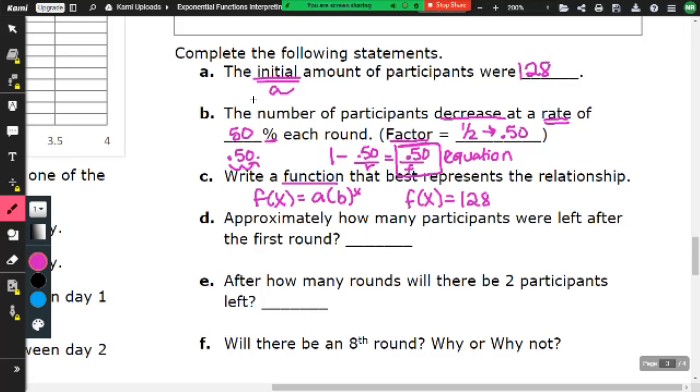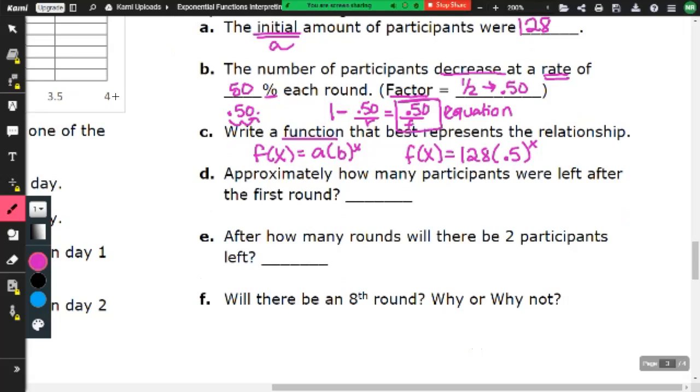And what number do we put in the parentheses? 0.5 or 0.50 to the power of x. Don't forget your power of x. Even though we haven't really used it yet, don't forget your power of x. That's what makes an exponential function special. Got it? All right. It says approximately. Once again, we're estimating, we're predicting. We're using an educated guess, like you guys love to say.